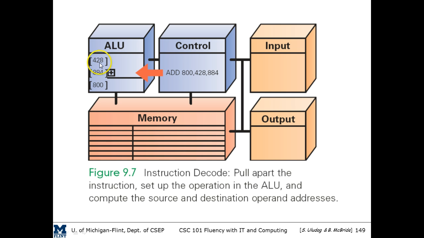Again, the ALU circuits are loaded up with the information that has been decoded from the add. It knows it's going to do an add function. It knows these are the operands that it's adding together, at least the location of the data, and the location where the result will be returned to.